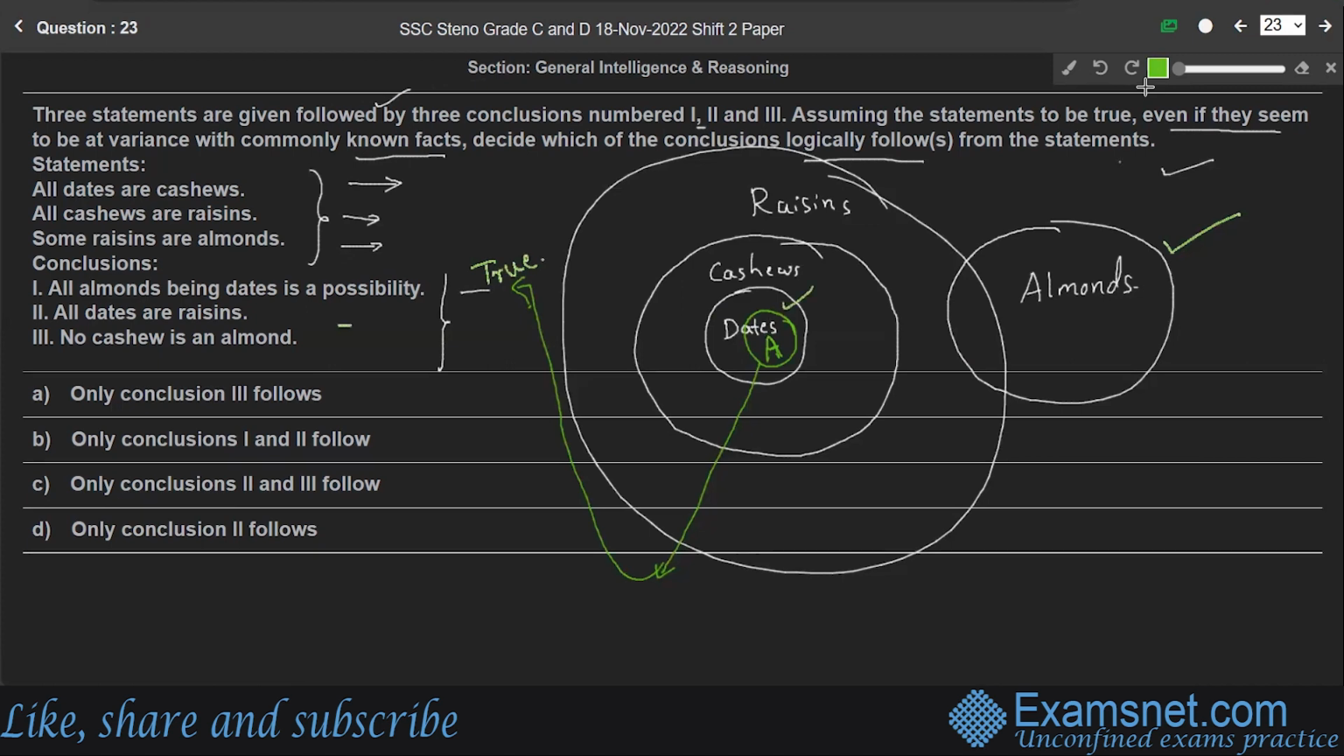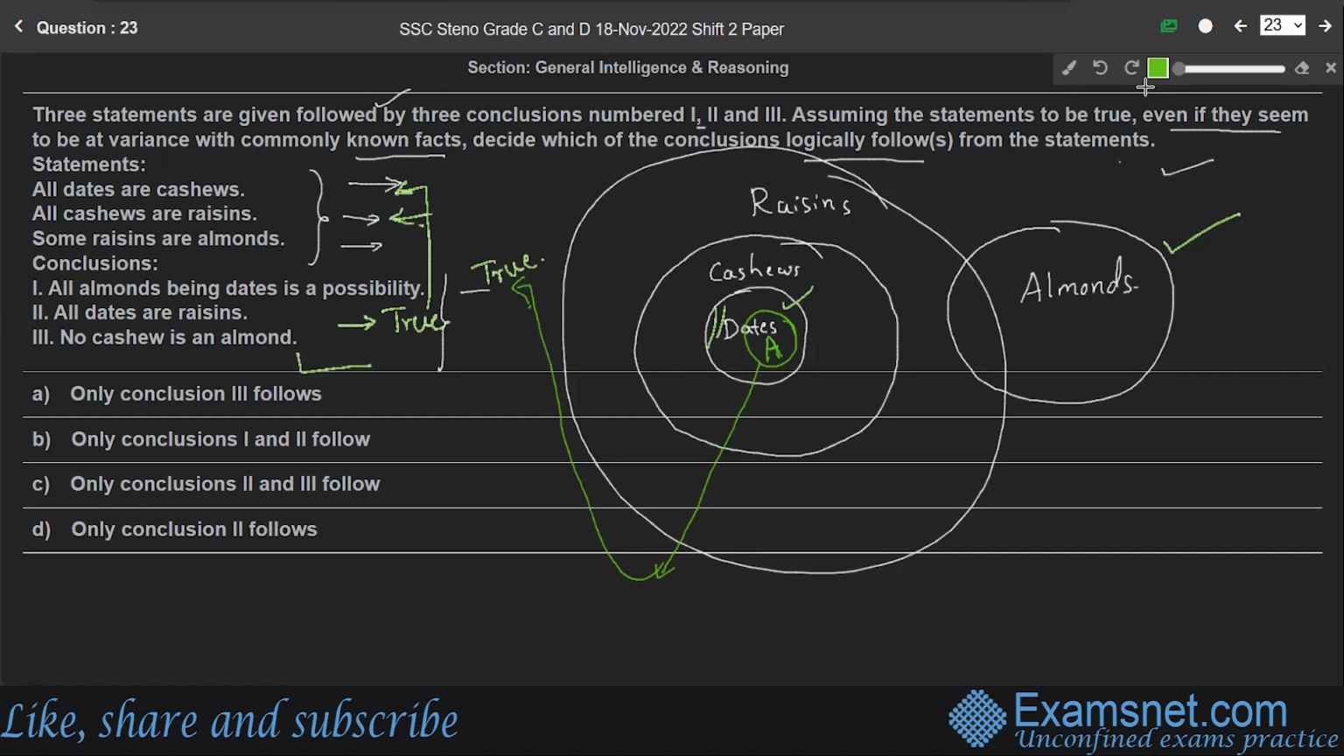And the second conclusion is all dates are raisins. Since the set of dates is completely included in the big set of raisins, it is a true conclusion. All dates are cashews and all cashews are raisins. So because of the first two statements, we can directly conclude that all dates are raisins.